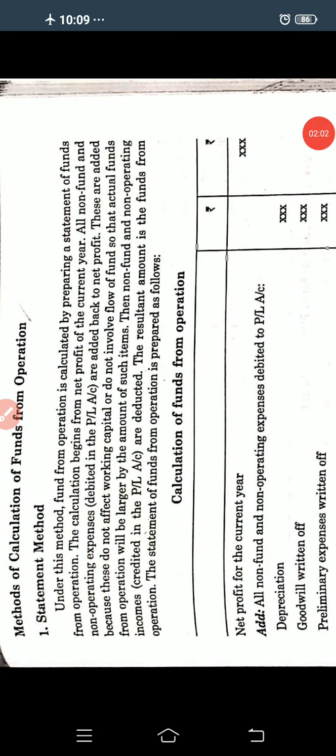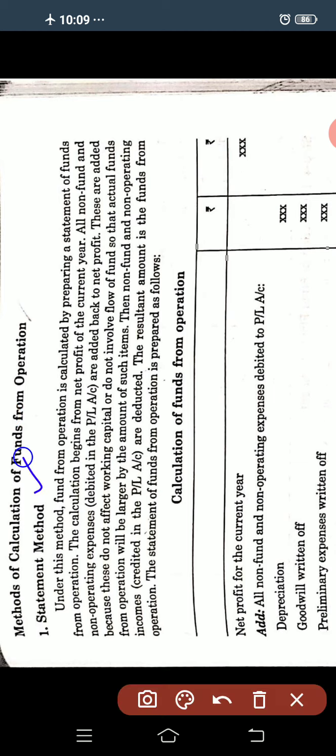So there are methods to calculate the fund from operation. The first method is the statement method. Under this method, funds from operation is calculated by preparing a statement of fund from operation. So here we have to calculate the fund from operation by preparing the statement of fund from operation. The calculation begins from the net profit of the current year, and all the non-fund and non-operating expenses that are debited in the profit and loss account are added back to the net profit.